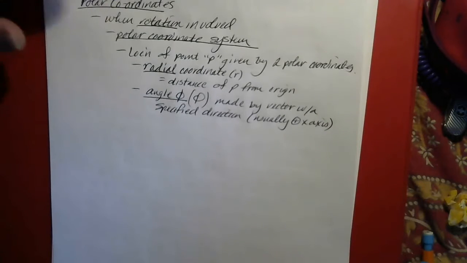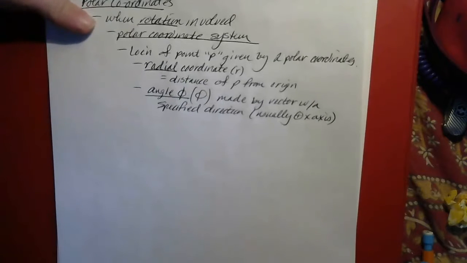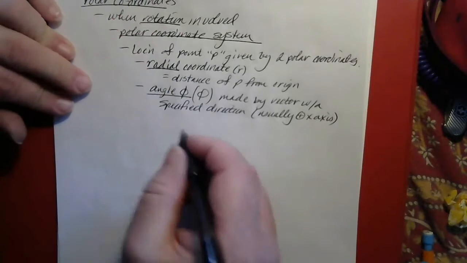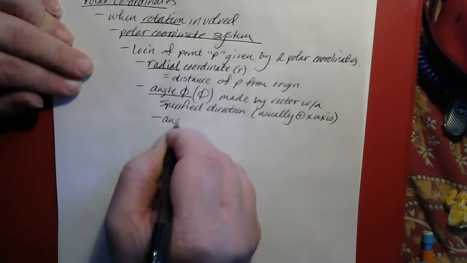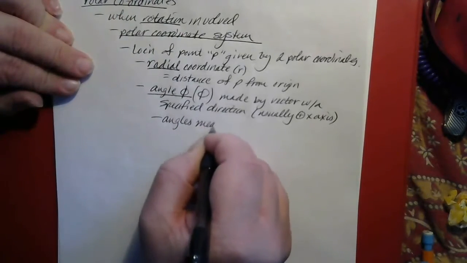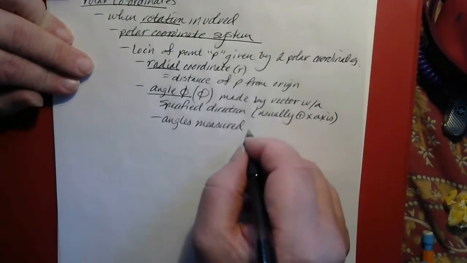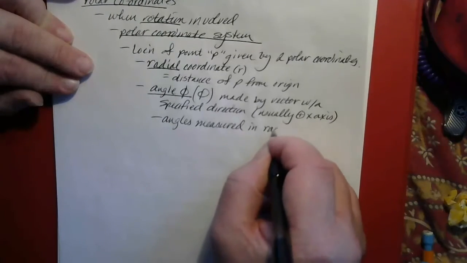And that specified direction is usually the x-axis, the positive x-axis, which means these coordinates are sounding a lot like the coordinates that we traditionally have used. And they are, up to a point. One difference here is that the angles are not measured in degrees, but in radians.